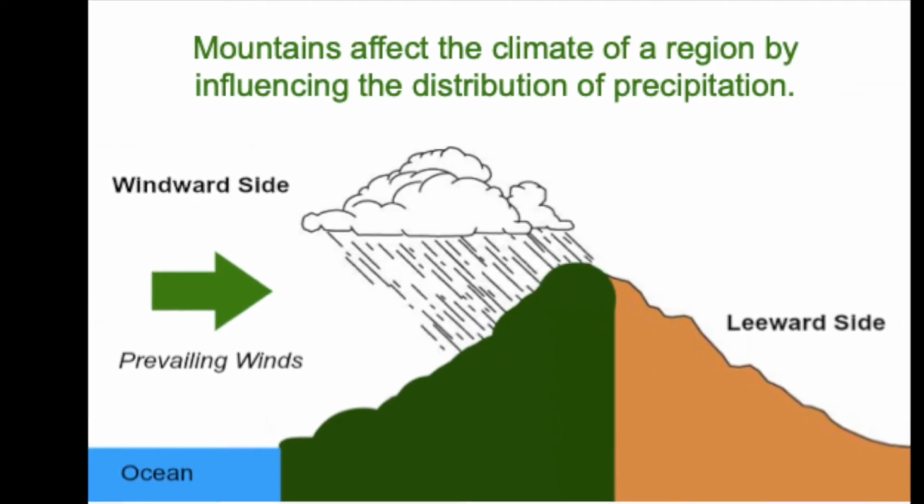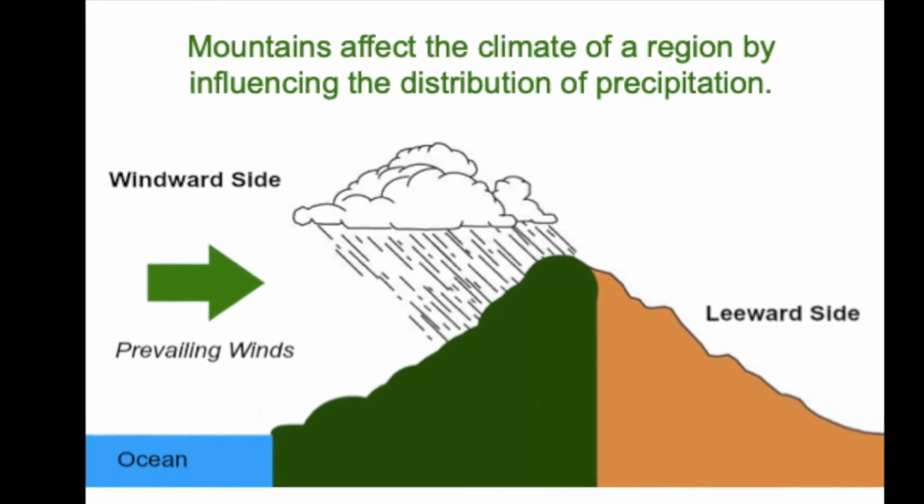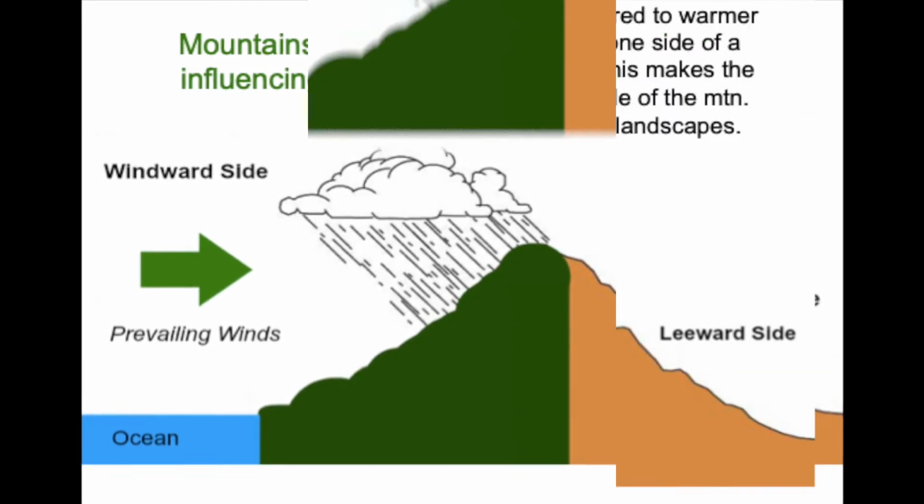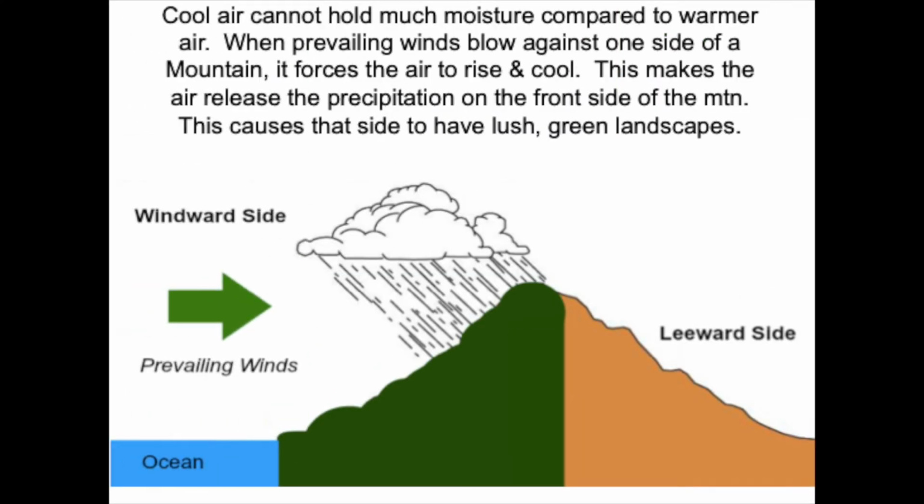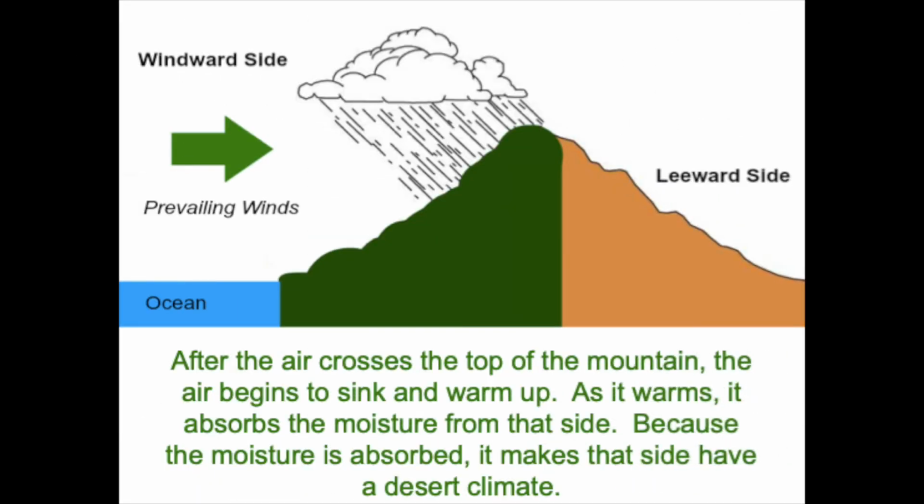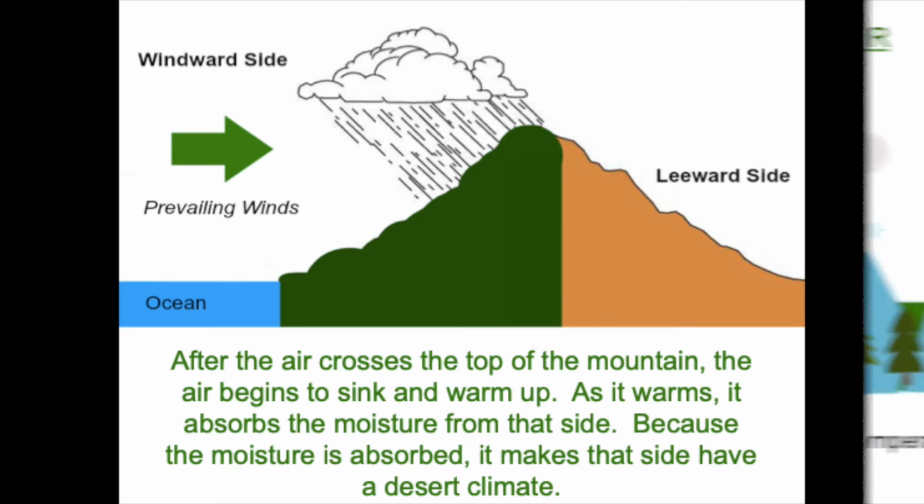Mountains can also affect the climate of a region by influencing how much rain a specific area of that mountain gets. Look at it. The windward side of this mountain is going to be receiving a lot more precipitation. Cool air cannot hold moisture compared to warmer air. So when the prevailing winds blow across one side of the mountain, voila, we have precipitation. After the air crosses the top of the mountain, the air begins to sink and warm, and as it warms, it absorbs moisture from that particular side. And as you can see, it causes a desert climate.